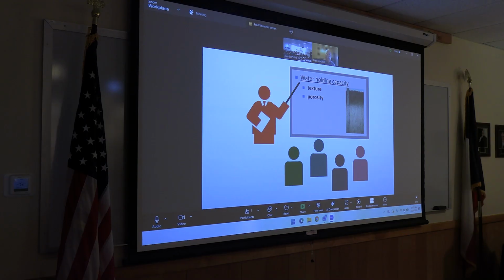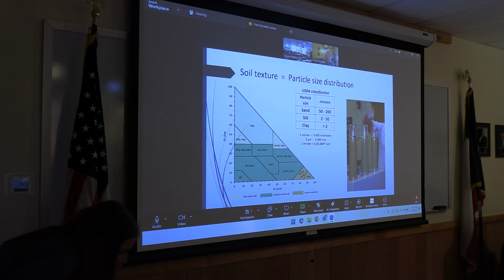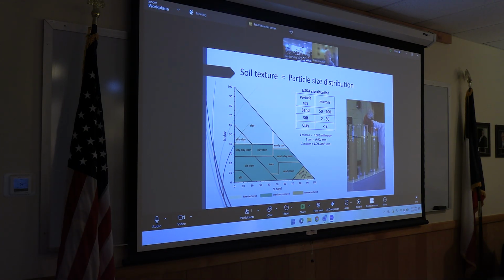When we talk about water holding capacity, and that's a real key property of the soil, two things govern that: texture and porosity. First off, we'll talk about soil texture, and this is what we do in the lab. At CERTEC, we can determine soil texture by hydrometer, and we identify the percent sand, percent silt, and percent clay, and then it's classified. This is a USDA soil textural triangle, and it describes the different types of soil texture, from clay to sand to silt loam to loam or whatever.